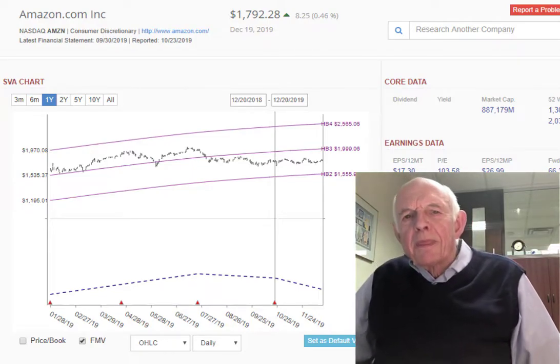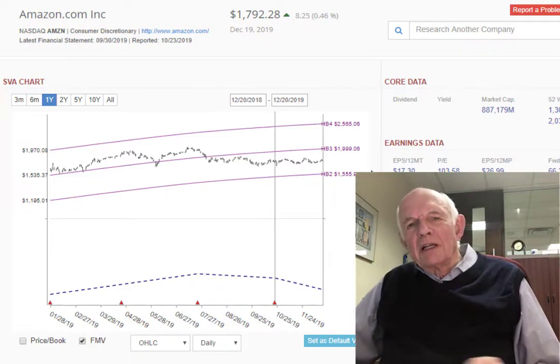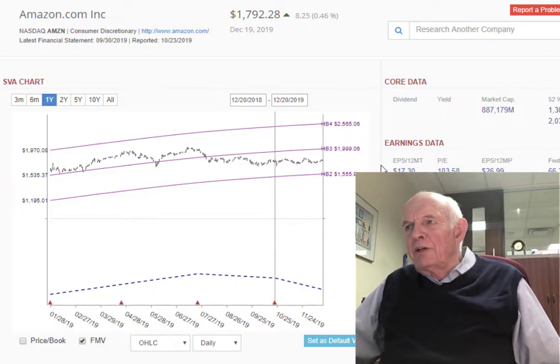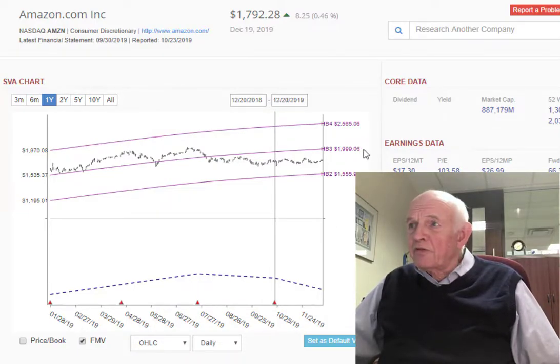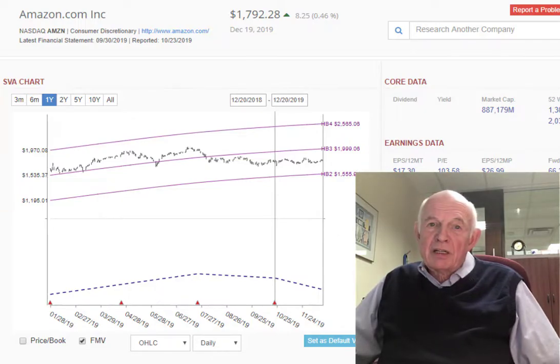Well, unfortunately, Amazon is right between two breakpoints. The HB3 at about 16 times book value, that's about 2,000, and the HB2 at about 12 times book value, or about 1555, and the company is kind of threading the needle right down between the two.